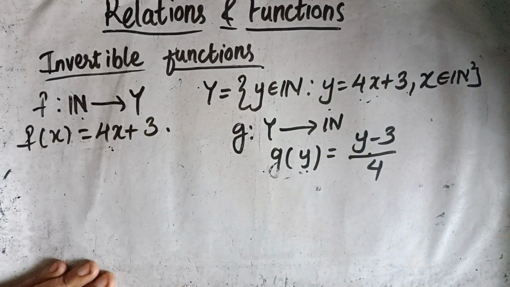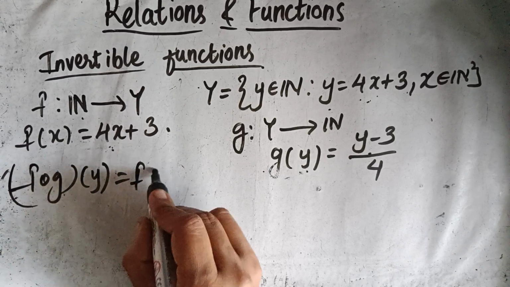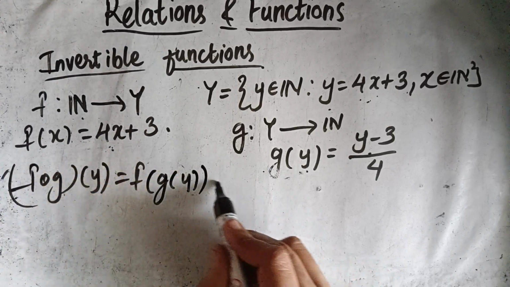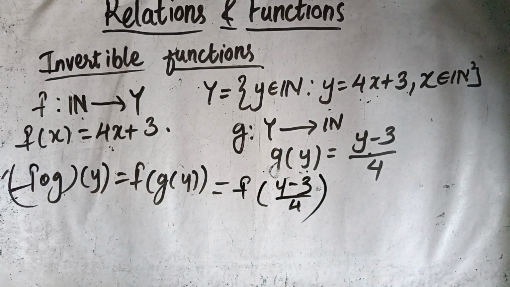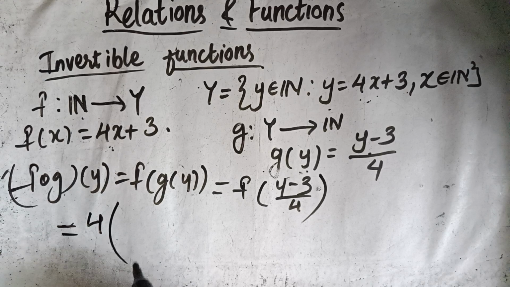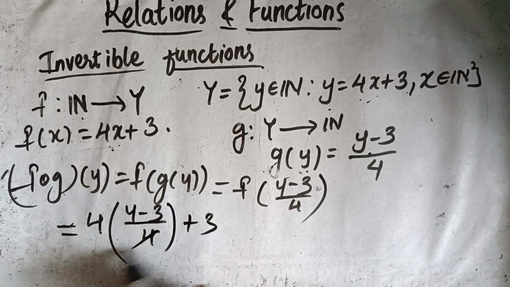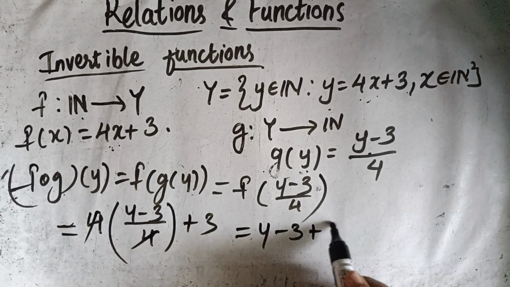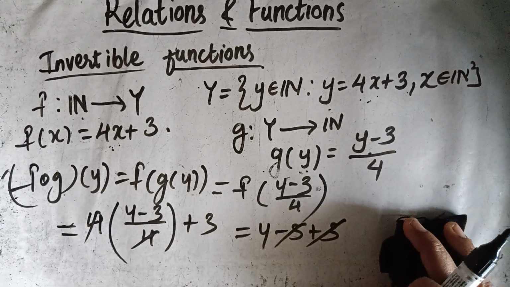Another is f composite g of y. G of y is (y minus 3) upon 4. So here you have to put this in 4x plus 3: 4 times (y minus 3) upon 4, plus 3. The 4 gets cancelled. Y minus 3 plus 3, so you get y. Okay, so this is also proved. So we can say that f is invertible and g is the inverse of f.